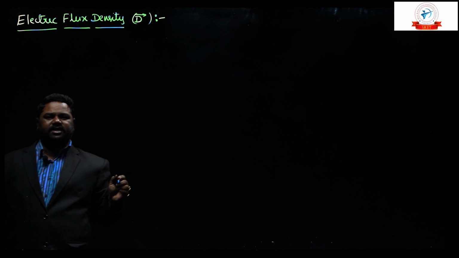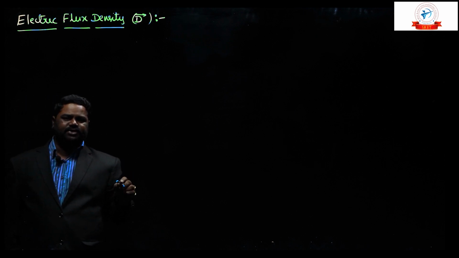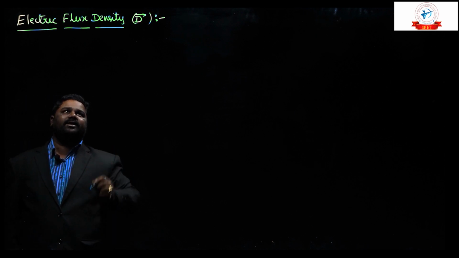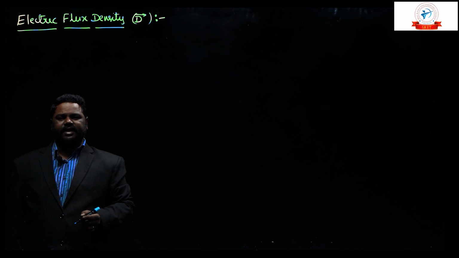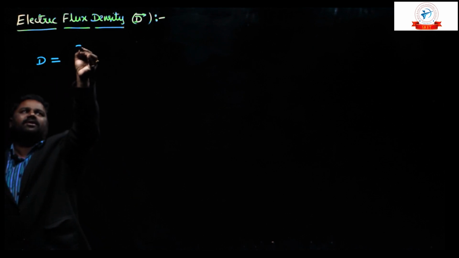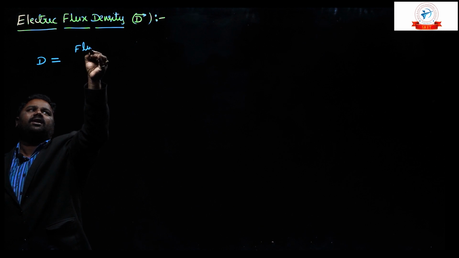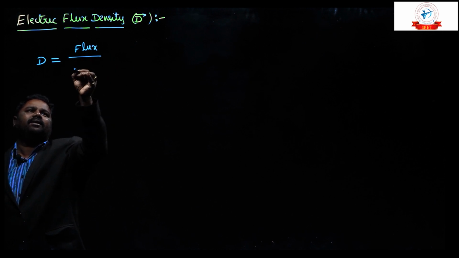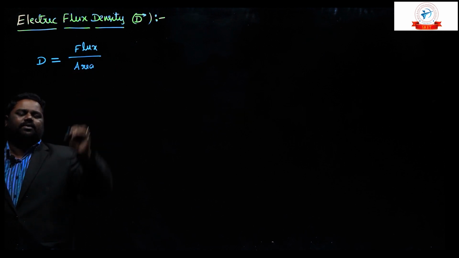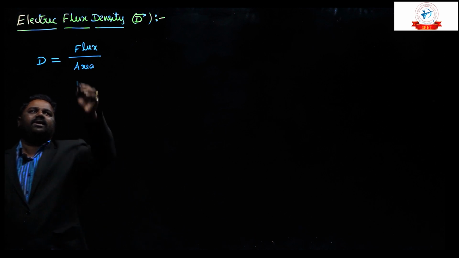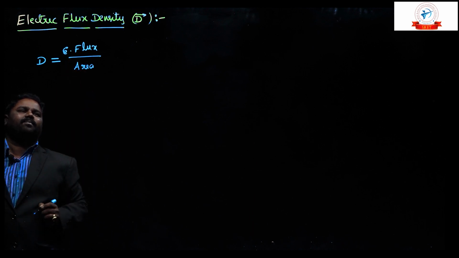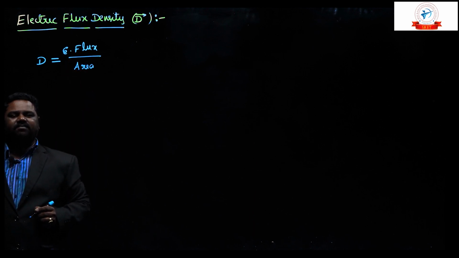This electric flux density is defined with reference to area. So here the density is nothing but with reference to area. We can define it like this: electric flux density is nothing but the total electric flux by the area it is crossing. So simply, electric flux per unit area is called electric flux density.